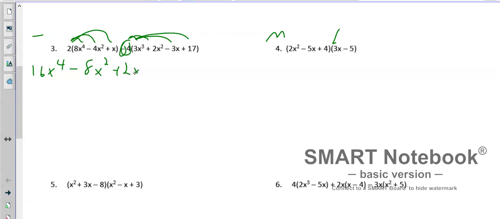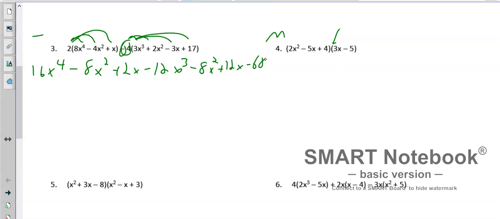Now distributing the -4. Again, sign number variable. Negative times a positive, 4 times 3, and the x cubed just tags along. Negative times a positive, 2 times 4 is 8, and the x squared just tags along. Negative times a negative is positive, 4 times 3 is 12, and the x just tags along. And finally, negative times positive is negative, and then 4 times 17 is 68.